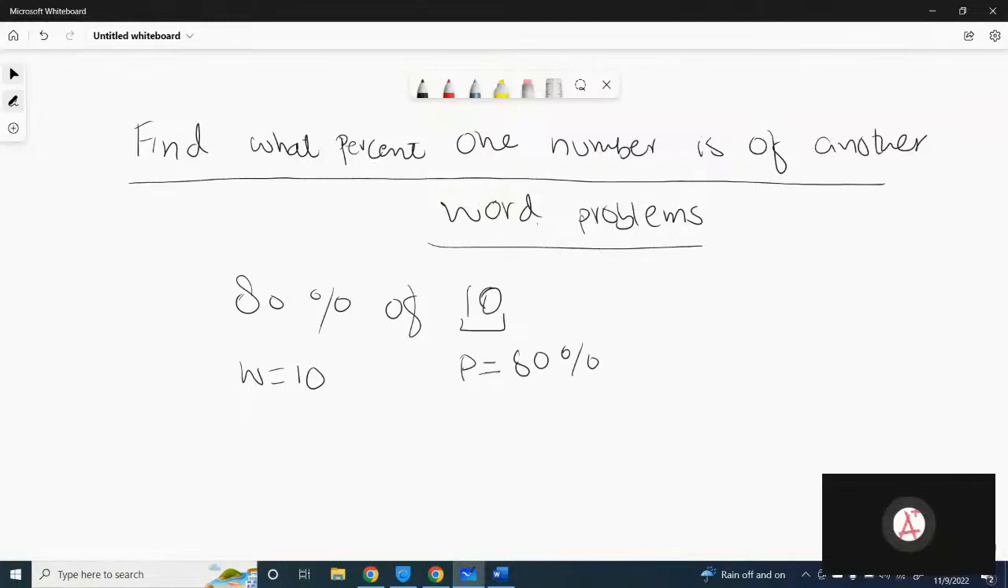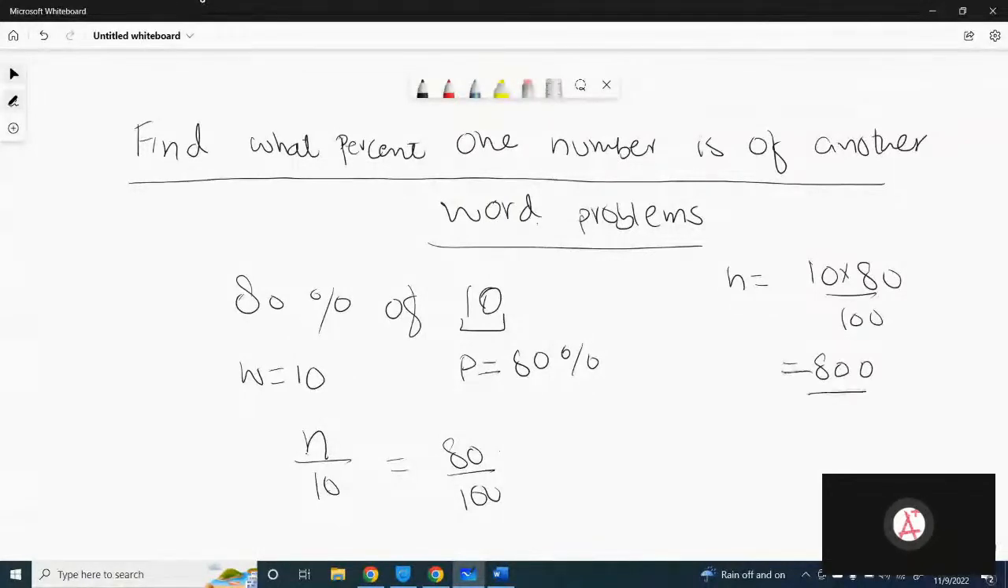Got it? You have to form a proportion. The proportion is n divided by 10. N is the number that you have to find. And the percentage form is 80 over 100. Just do cross multiplication. It would be n equals 10 times 80 divided by 100. So 80 times 10 is 800 and 800 divided by 100 is 8.